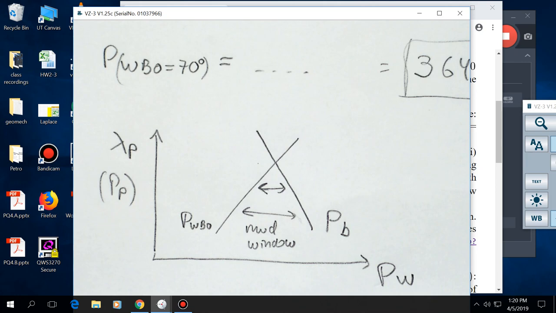If the pore pressure is too high, the strength of the rock, as we know, is going to be lower, and that wellbore may not be stable. That rock may not be strong enough to bear that wellbore.